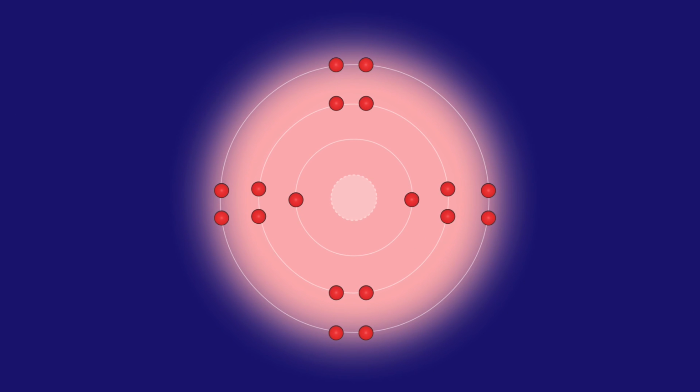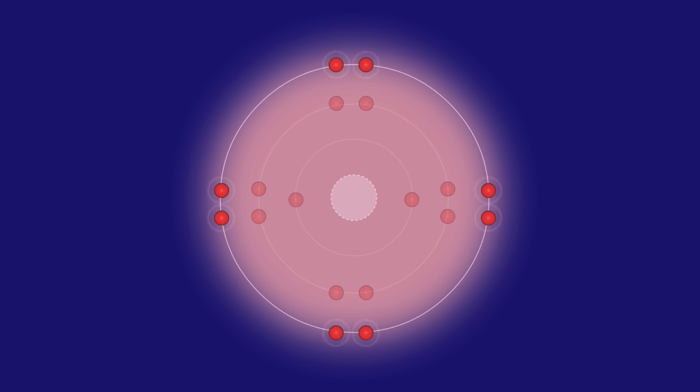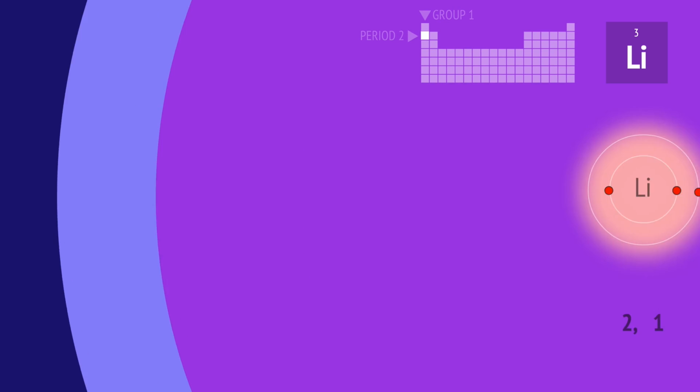So in this video, we've looked at how electrons can be arranged in electron shells around the nucleus. We've seen that the energy of these shells increases as we get further from the nucleus. And we've looked at the electron arrangements of the first 20 elements in the periodic table.